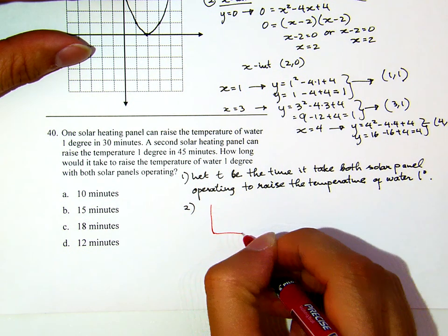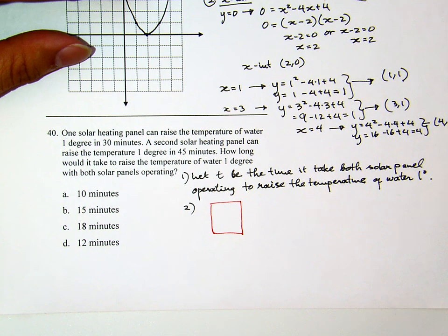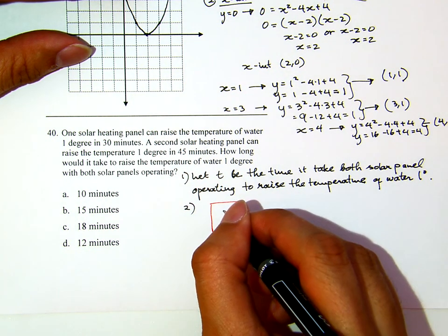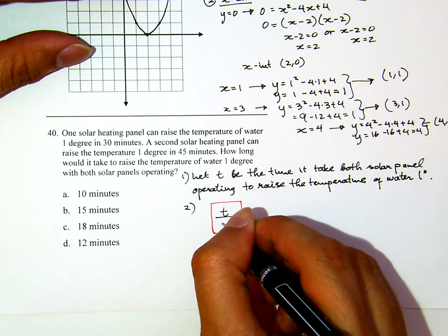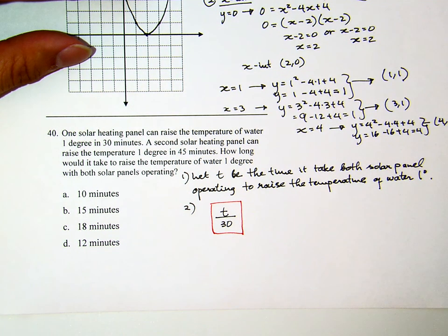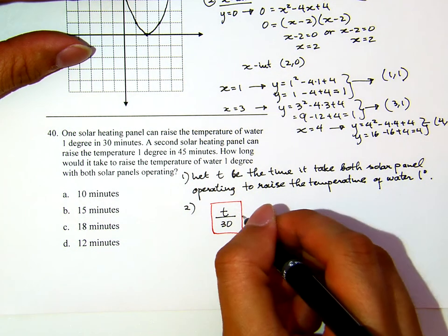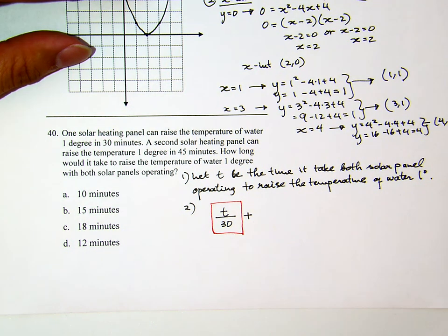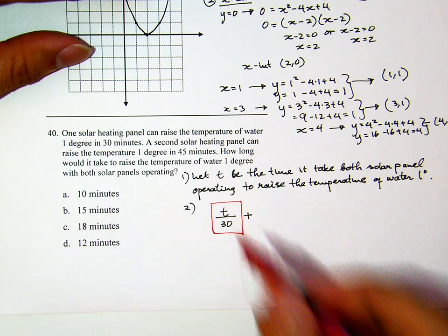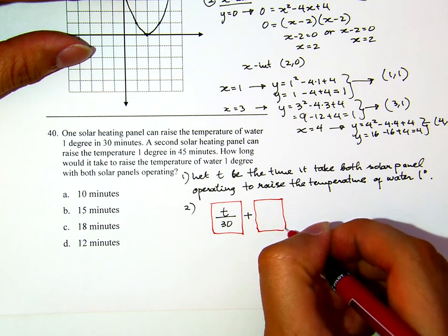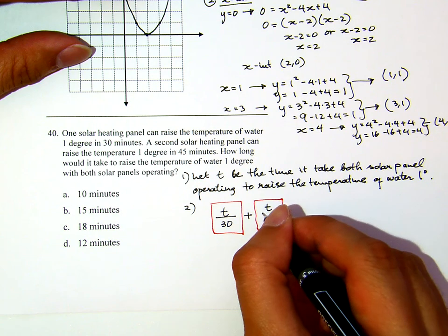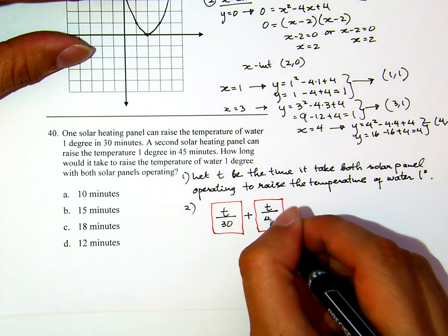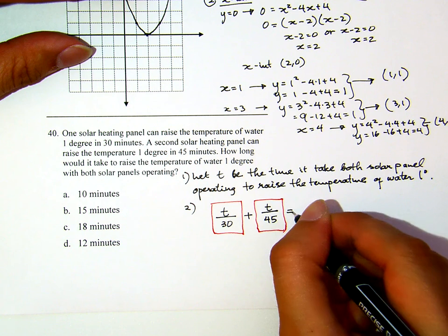So we have 2 solar panels. The first one, if it works for t minutes, it will increase the water by t over 30 degrees. Okay, see, when t is 30, then it increased by 1 degree, right? Now, but this is increased also by the second solar panel, which also works for t minutes, right? In t minutes, the second solar panel will increase the temperature of the water by t over 45. Okay, and that's equal to 1.